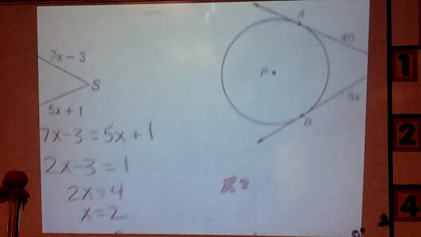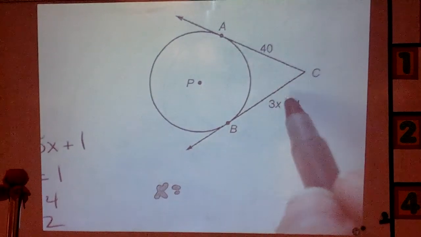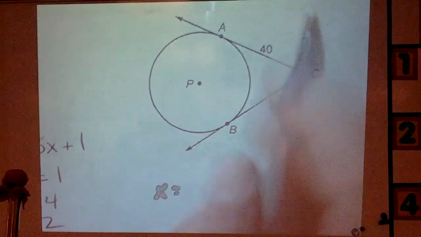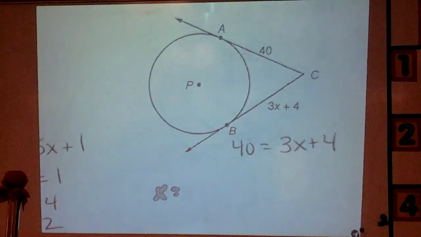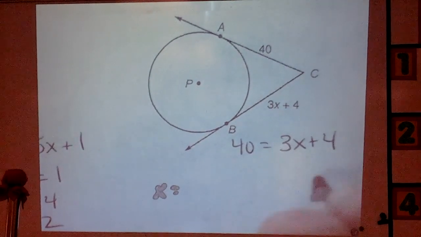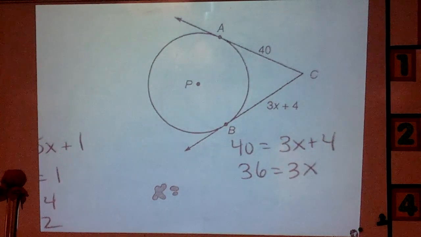We're going to use that same idea in the next problem. 2 tangent segments are congruent. So 40 equals 3x plus 4. Subtract 4 and divide by 3.